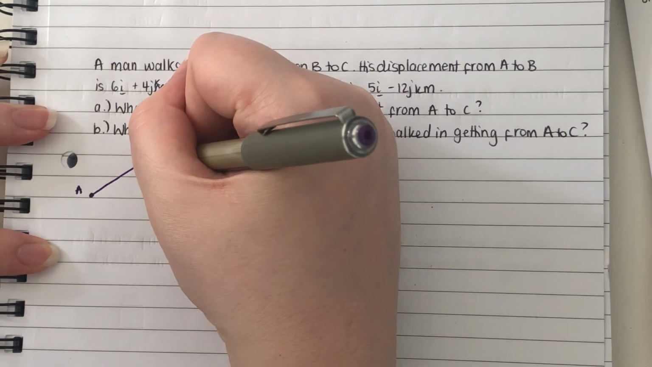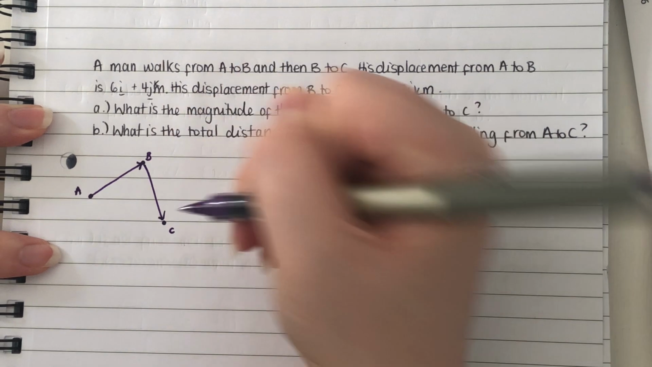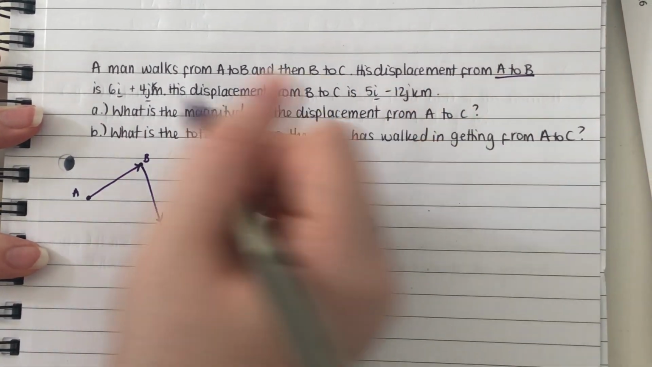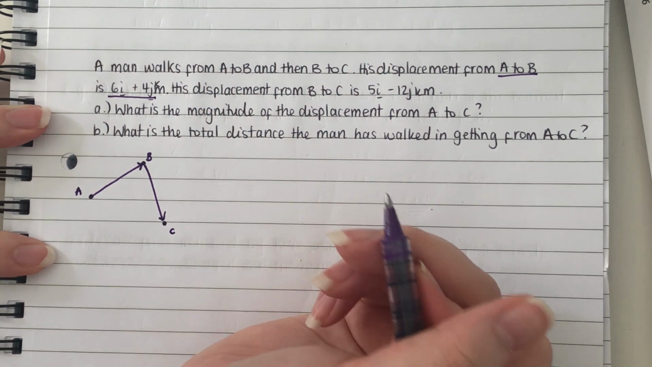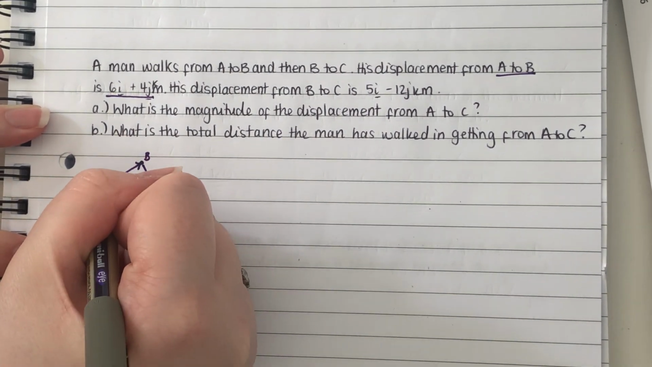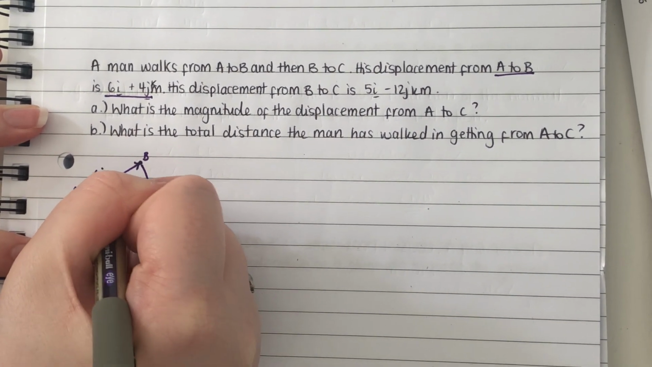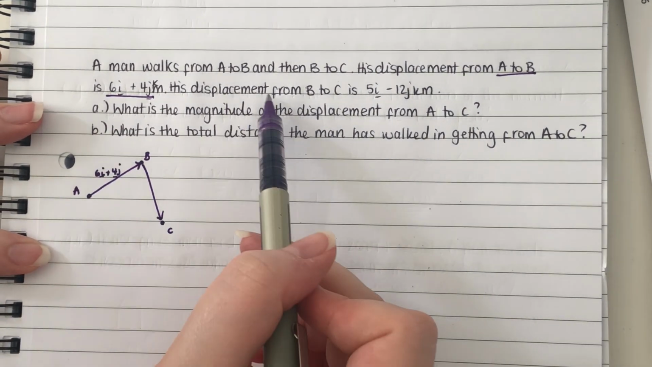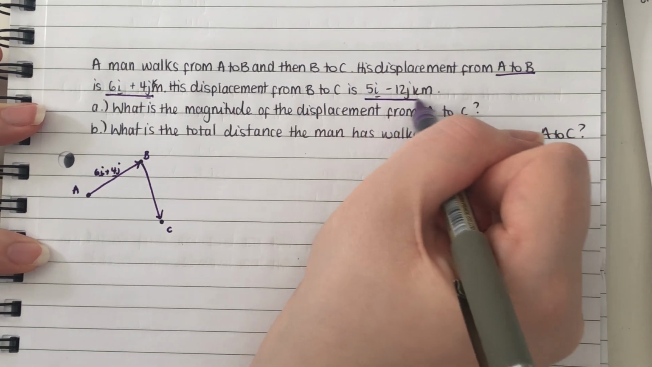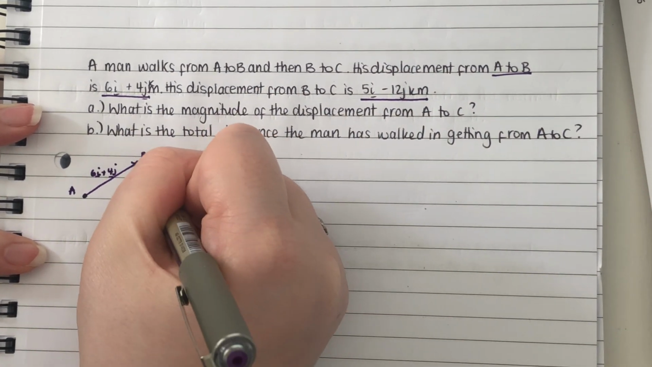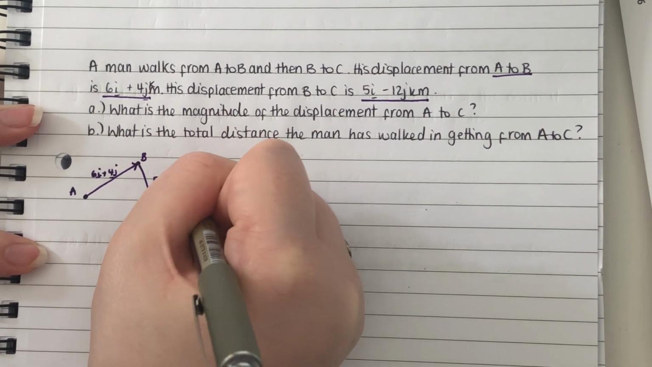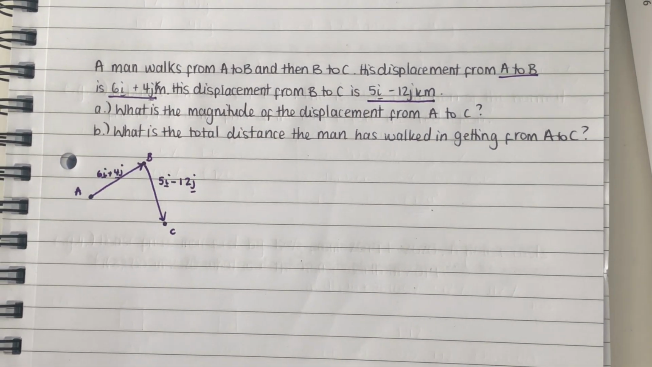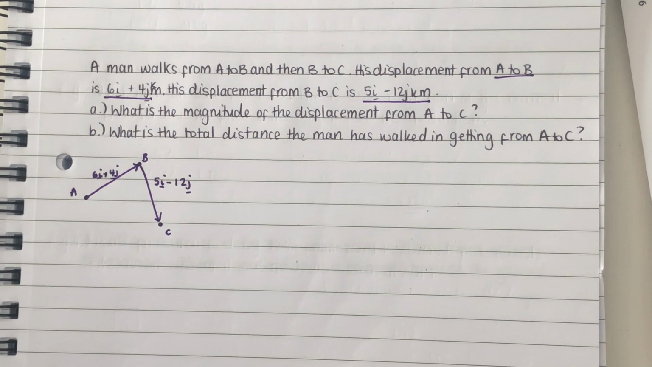Okay, and then he travels from B to C. Okay, so that's what the first bit says. His displacement from A to B is 6i plus 4j. So that means this bit here must be 6i plus 4j. Okay, and then displacement from B to C is 5i minus 12j. Okay, so that's what it roughly looks like.